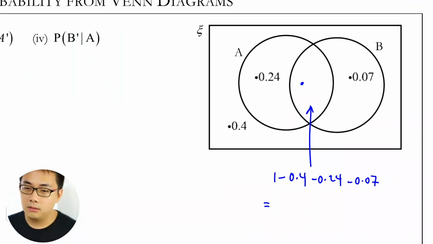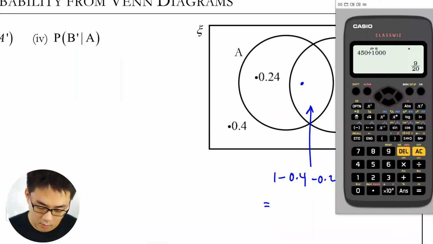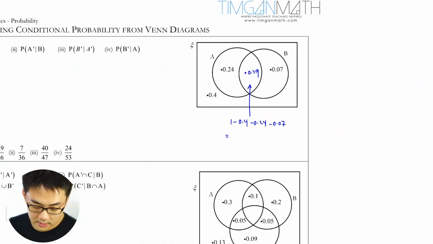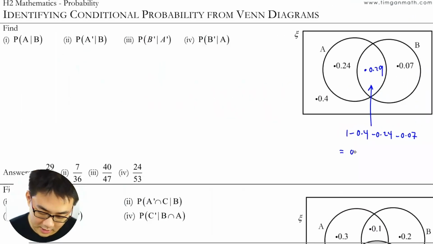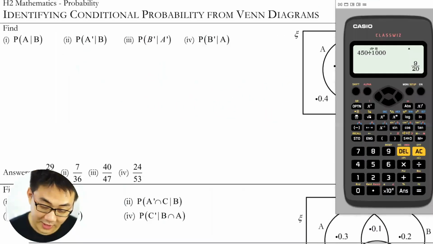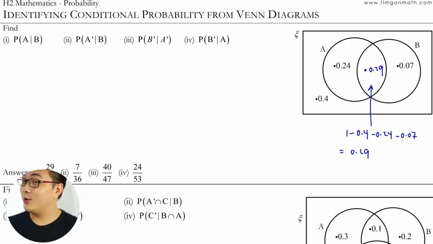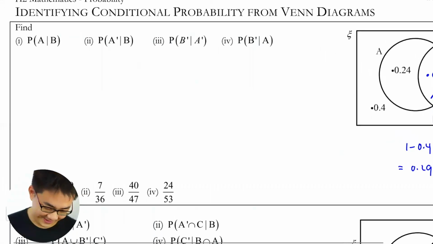Will be what? 1, 0.29. Thank you very much. 0.29. Quite good. You pass your test. You're the one who passed the test. Okay.